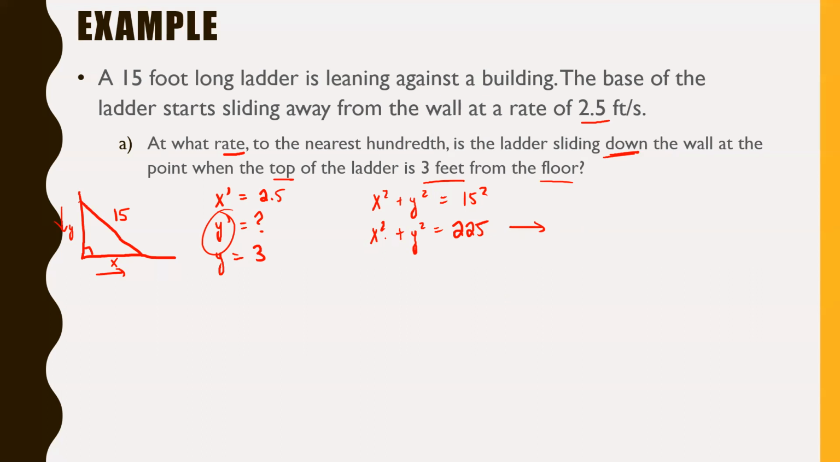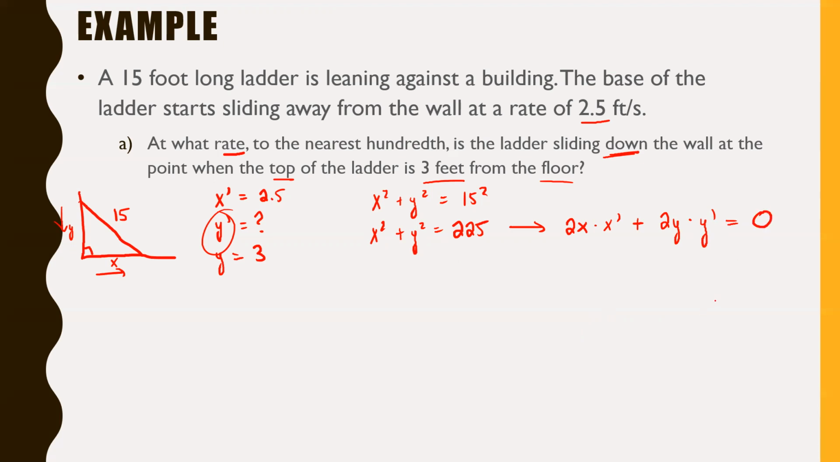To implicitly differentiate this, we can say the derivative of x squared is 2x. But then, of course, since we're not doing this just with respect to x, we now have to multiply by x prime, plus the derivative of y squared, likewise, would be 2y. But again, because we're doing the derivative not with respect to y, but with respect to time, we'll say it's times y prime equals the derivative of 225. No matter how you slice and dice that, the derivative of 225, just being a constant, is 0.